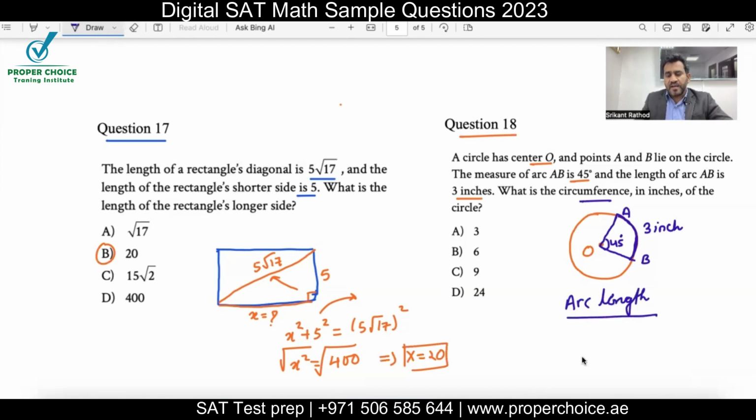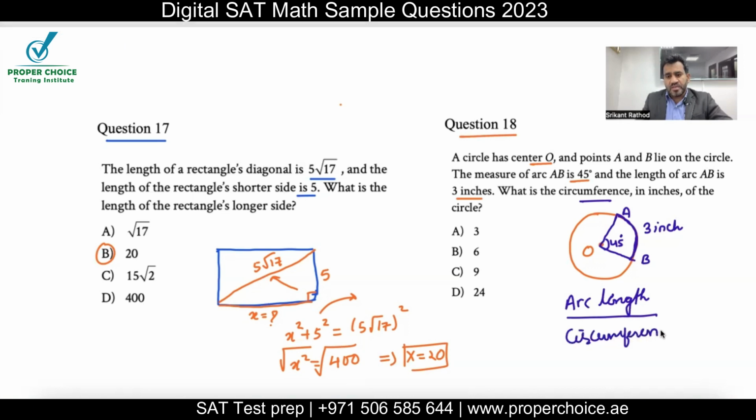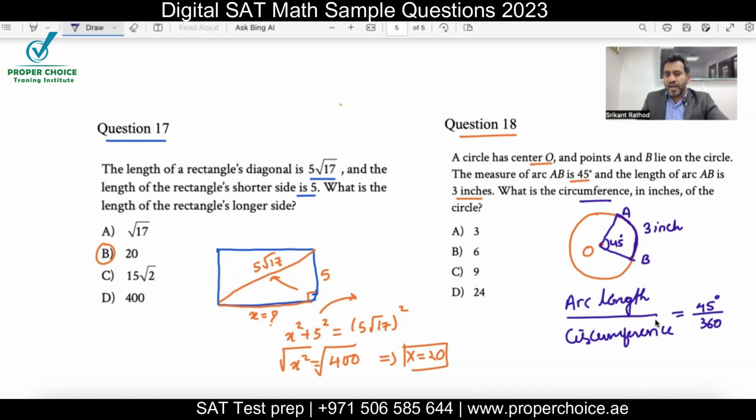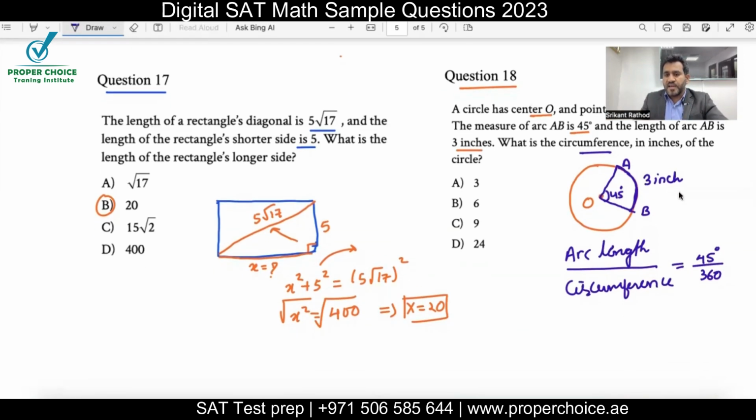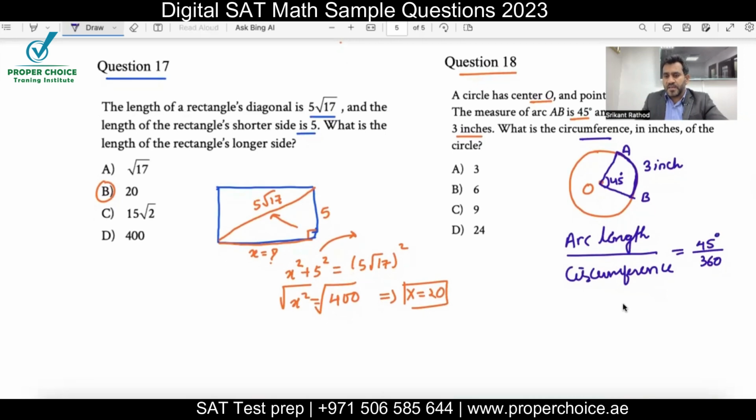The ratio of arc length to the circumference is equal to the central angle, in our case 45 degrees, divided by 360. The total angle for the complete circle is 360. So I can just substitute and calculate. As we already know, the arc length is 3 inches. I can say 3 divided by the circumference, which we write as 2 pi r, is equal to 45 divided by 360.